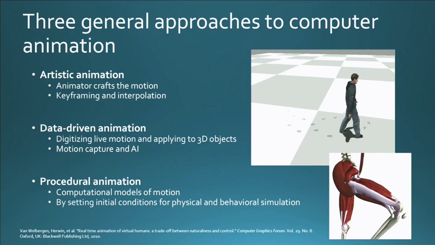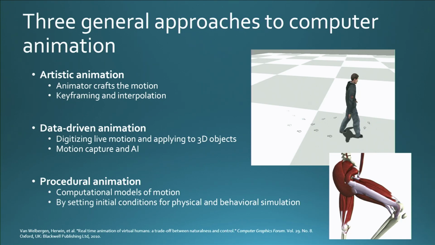We can classify animation into three high-level categories. The first category is artistic animation, where there's an artist who crafts the motion using keyframing and interpolation, so that is a very time-consuming area.